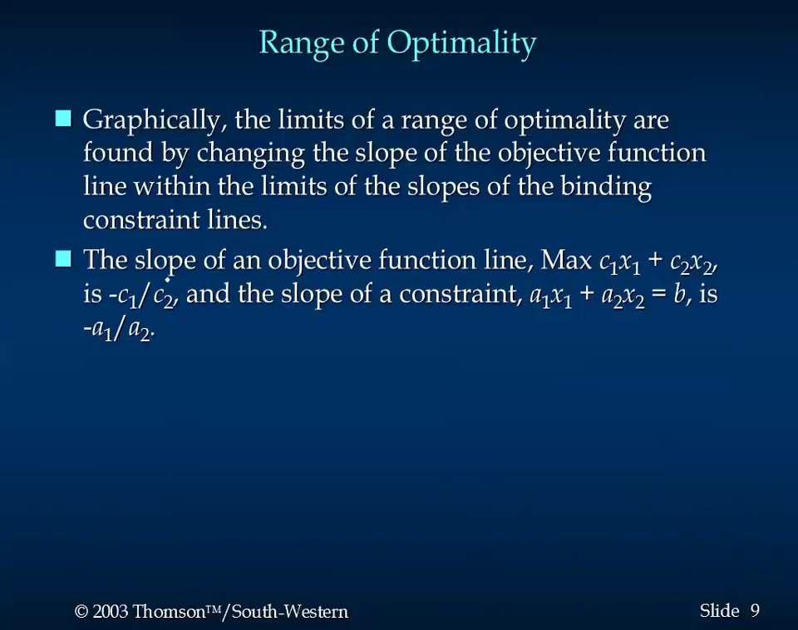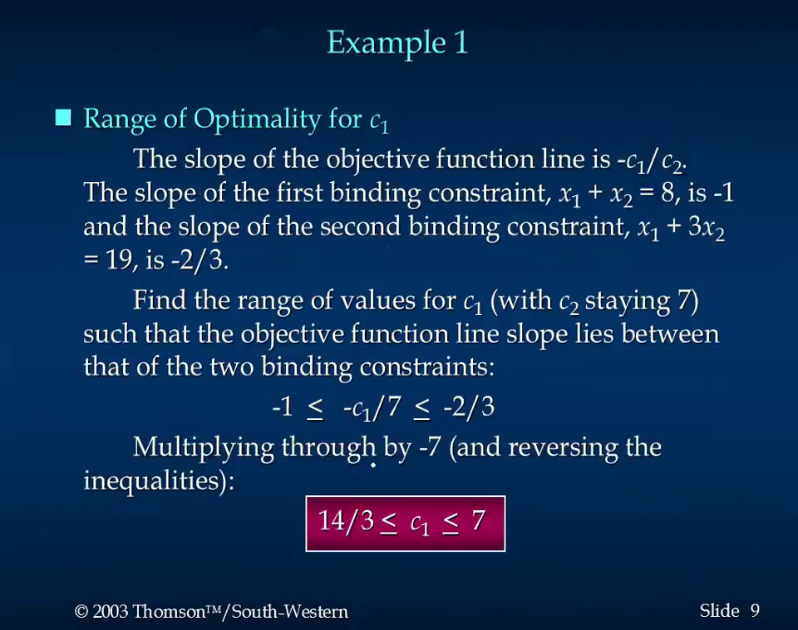So the slope of the isoprofit line is minus C1 by C2. And the slope of the boundary of the constraints are minus A1 by A2, where the constraints are written as A1x1 plus A2x2 equals B. Right? So now it should lie between the slopes of the constraints here.